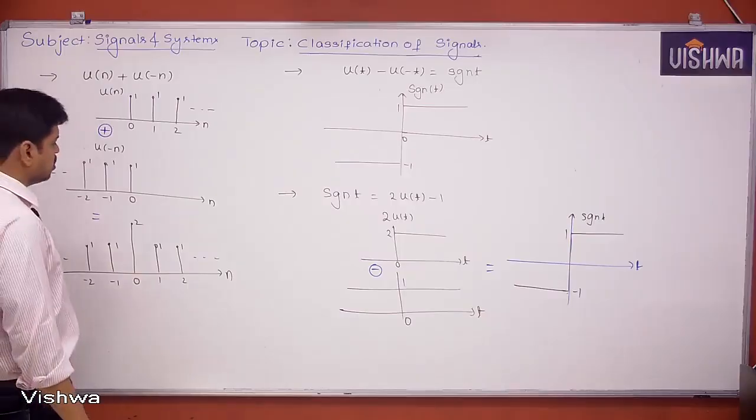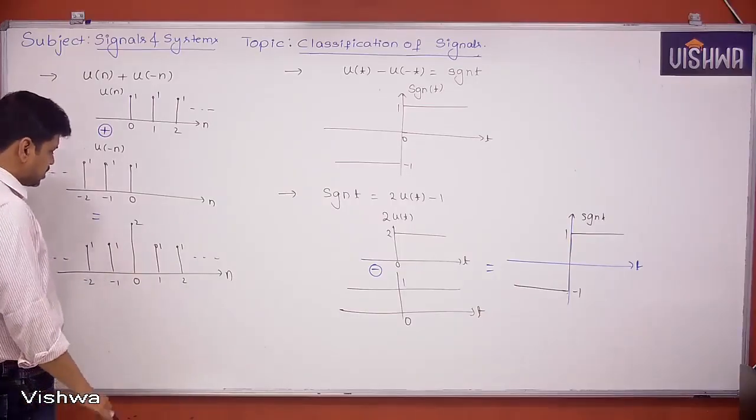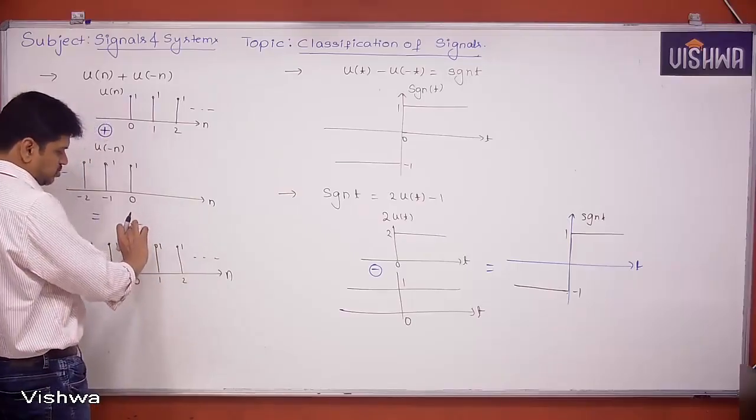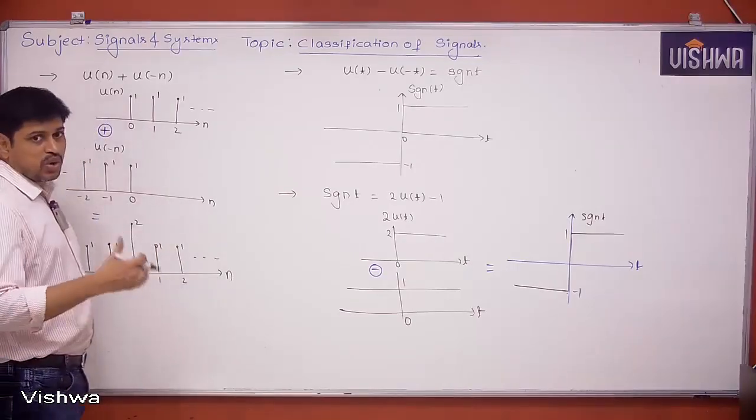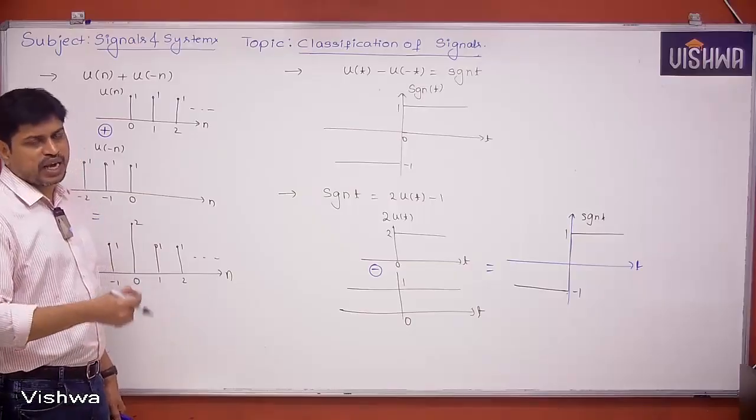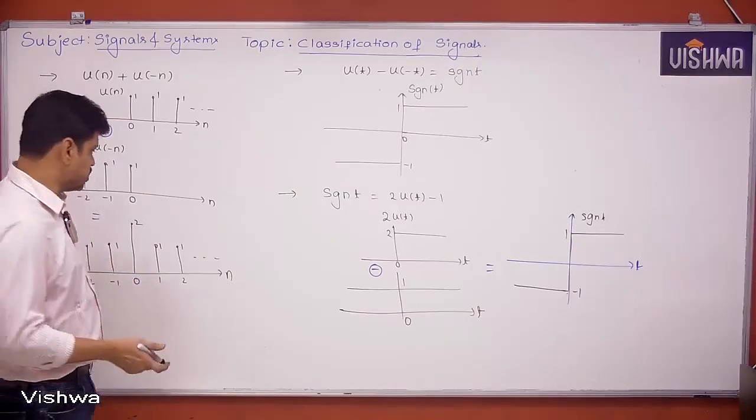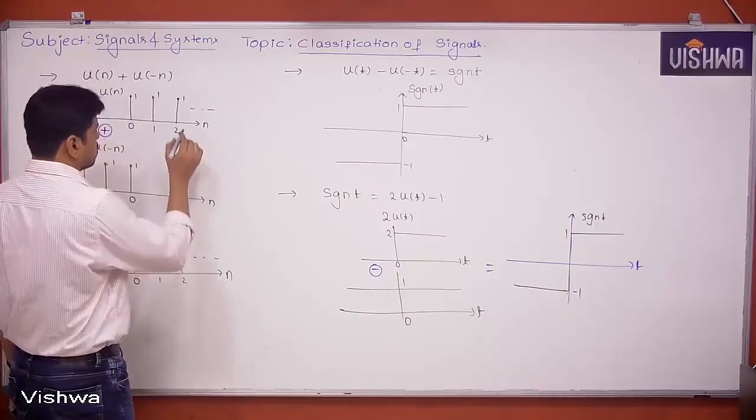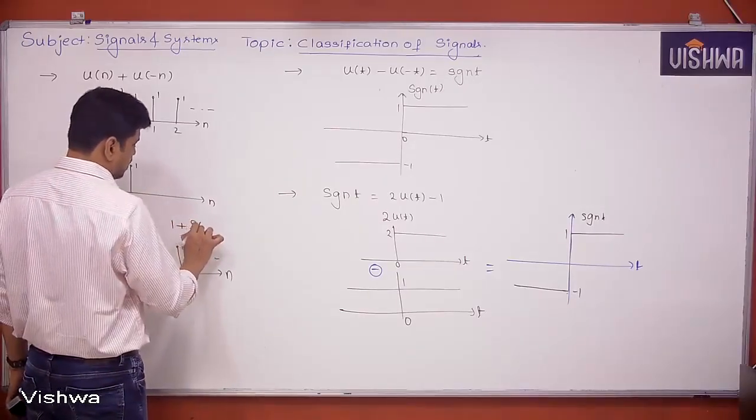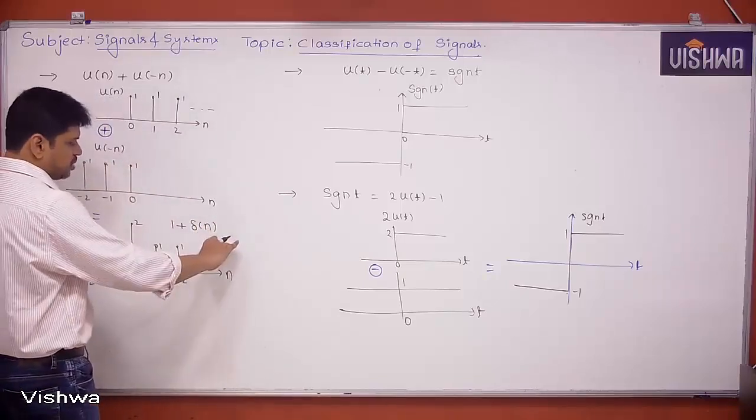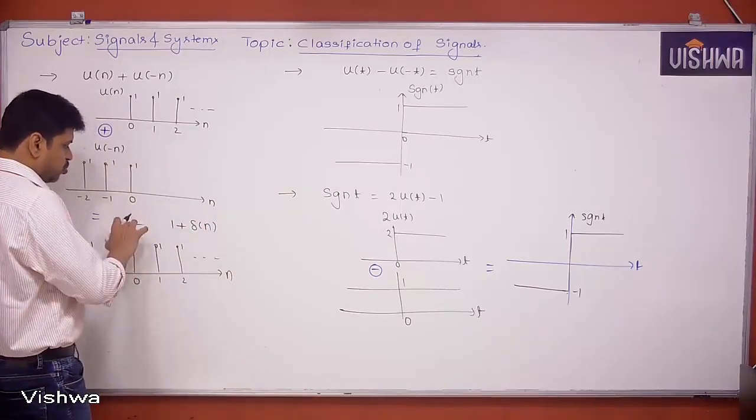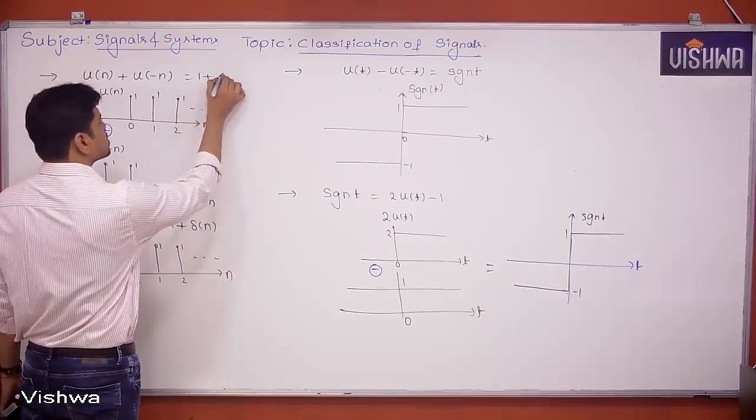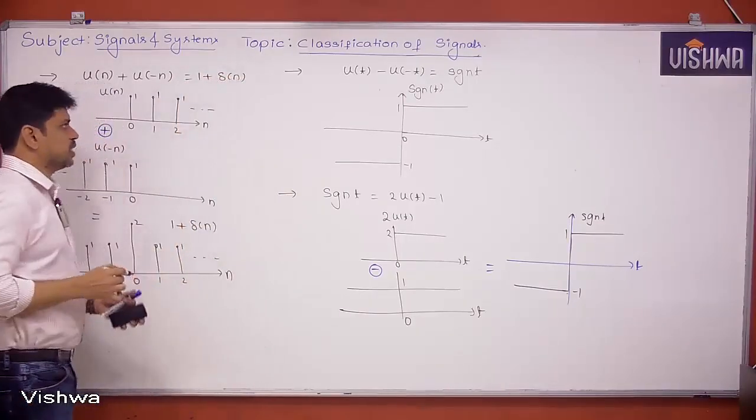So this is the signal, which is not equal to 1. What exactly is it equal to? Up to this there is 1, and at 0 we have to add 1. So at 0 we are having 1. What is that? It is going to be delta n. So this function can be written as 1 plus delta n. 1 means everywhere its value is 1, but at 0 we are having 1 more. So that is given in the form of delta n. So this is nothing but 1 plus delta n, which is not equal to 1.